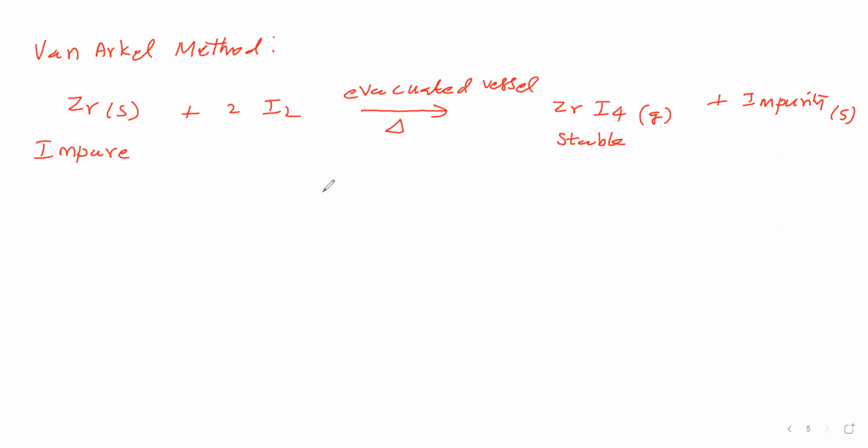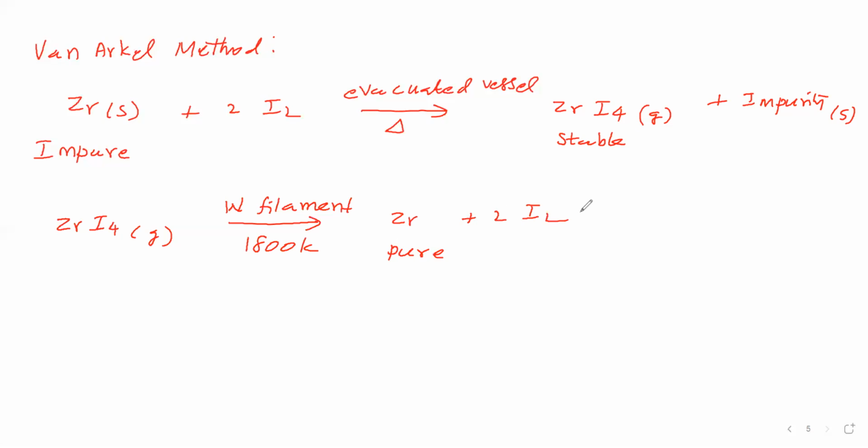Then this zirconium tetraiodide is passed over a tungsten filament and taken to a temperature of 1800 Kelvin. It decomposes to give pure zirconium, and iodine is released. So this method is called the Van Arkel method.